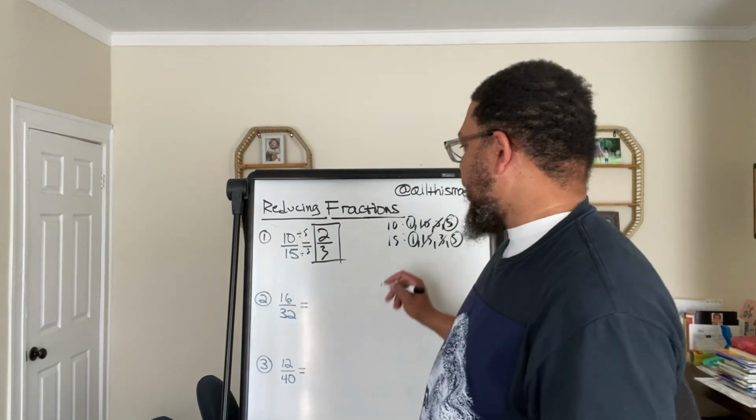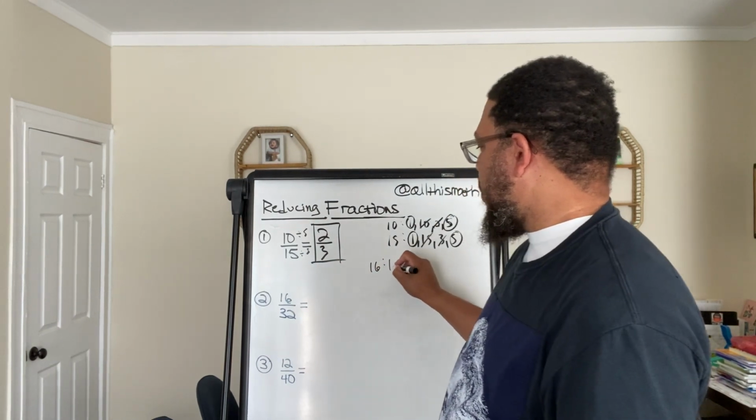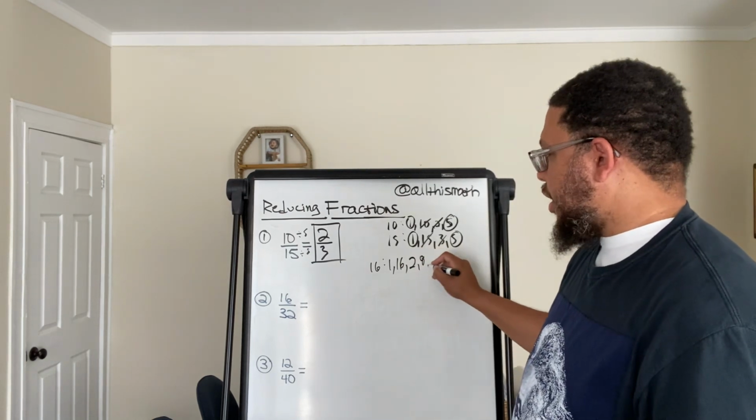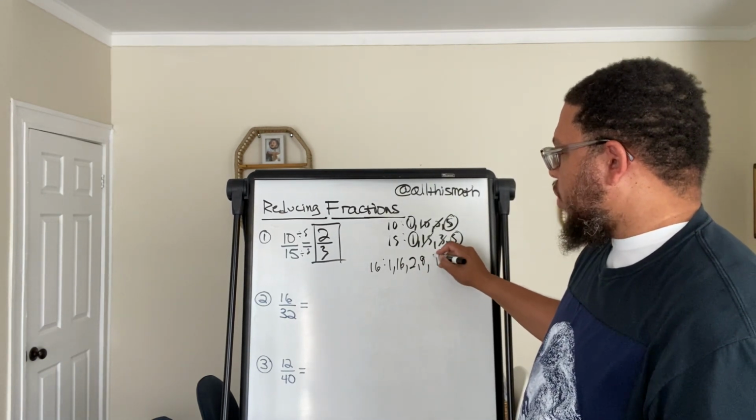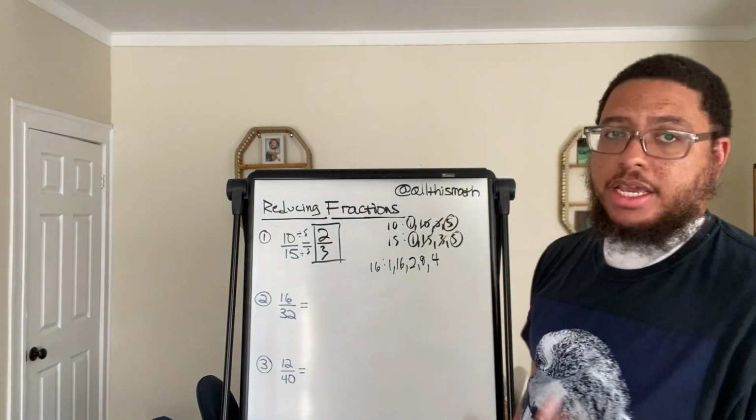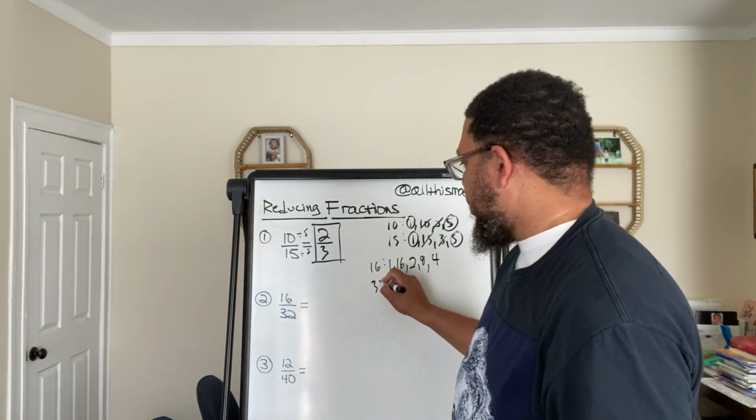But let's list the factors of 16. So 16, we got 1 and 16, 1 times 16. We got 2 and 8, because 2 times 8. And we got 4, because 4 times 4 is 16. All right, that's all the factors of 16. 16 has 5 factors.